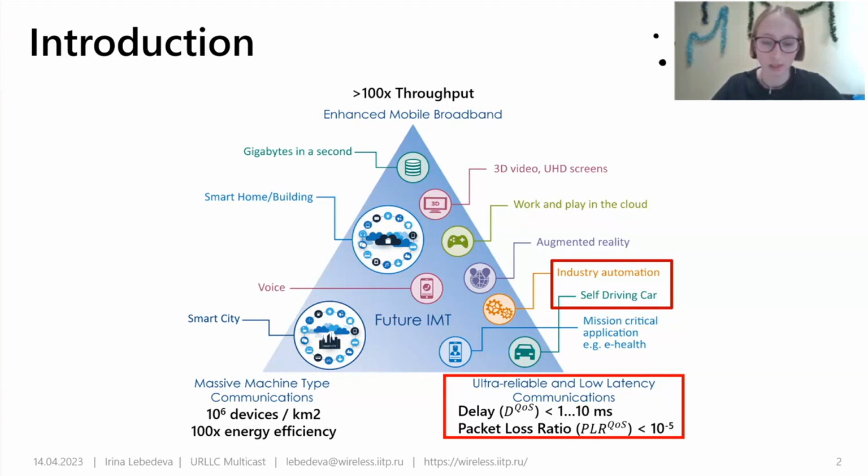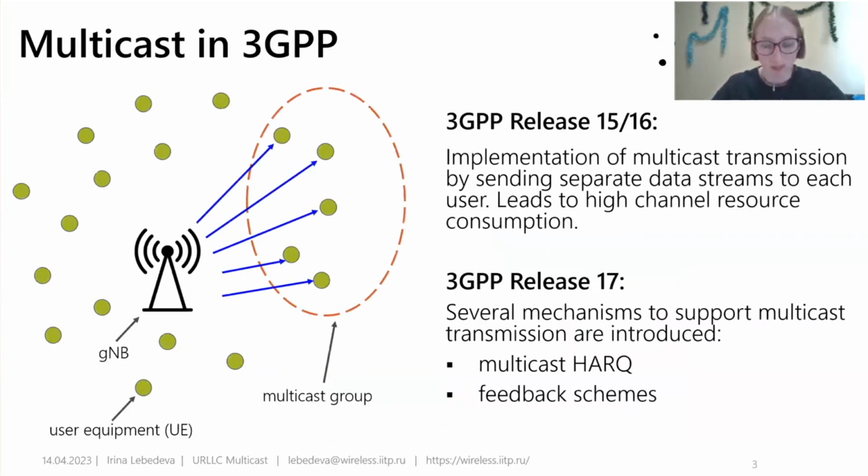For example, delay should be less than 10 milliseconds and packet loss ratio, PLR, has to be less than 10 to the power of -5. Some of URLLC applications, such as industry optimization and self-driving, can benefit from the use of multicast transmission. Multicast is simultaneous transmission of the same data to a group of users.